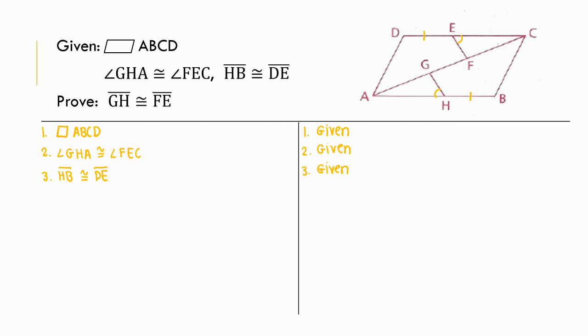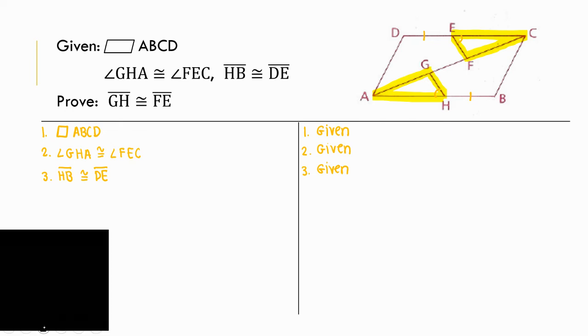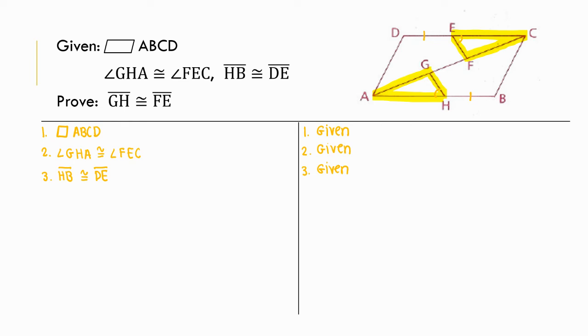Notice that if I want to try to prove that the side of GH is congruent to FE, hopefully we notice we might want to use these two triangles. So let's try to prove these two triangles congruent. We already happen to have one thing that's marked in them. So remember, we just need to get two more things, and then we have enough to prove the triangles congruent to get us closer to what we actually want to prove.